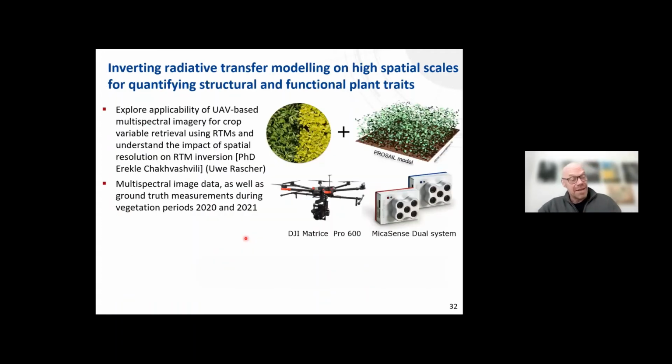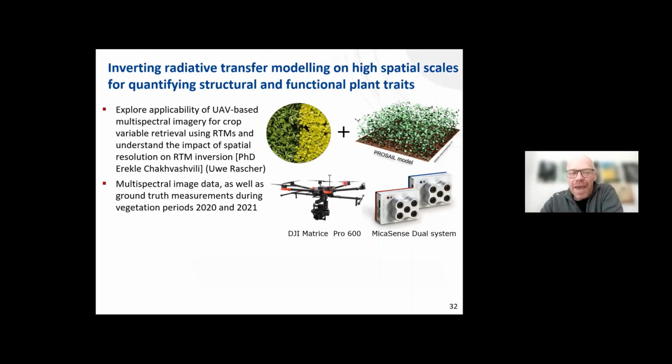Having presented this, I would like to move to the second PhD project, which is the PhD project from Echo. He works in my group, and Echo is using a 10-channel multispectral camera system, also mounted on a drone. And you have seen the data before already in the previous slide.